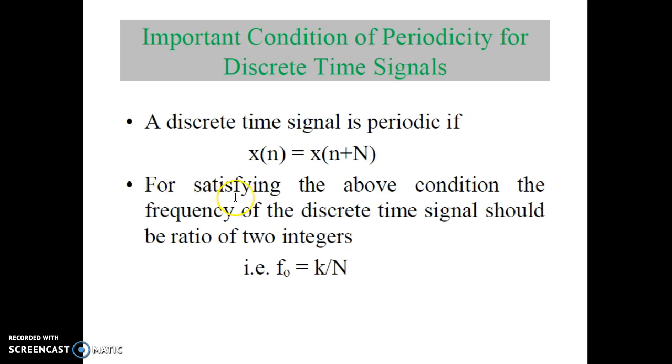Second important condition for satisfying the above condition: the frequency of a discrete time signal should be the ratio of two integers, that is f0 equal to k upon capital N, and this is the condition to have the discrete time signal periodic in nature.